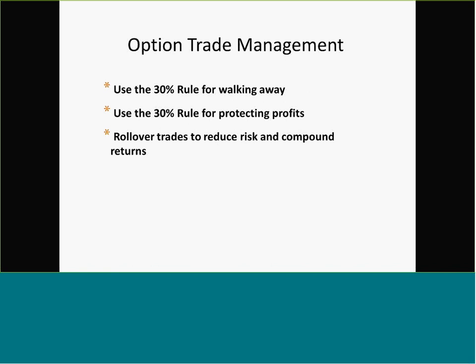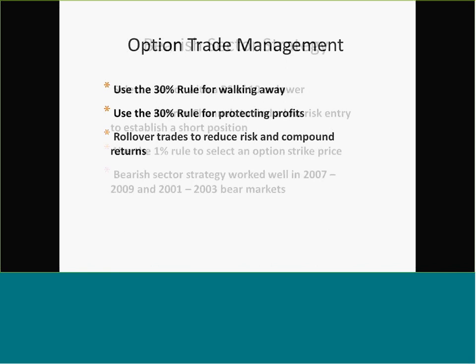And then once we establish a sector option trade, then we have trade management rules we use. We use the 30% rule for walking away from the trade. We also have a 30% rule for protecting profits, and I'll show you examples of those. And then we also want to roll over trades at option expiration to reduce risk and compound our returns, and I'll show you examples of that.